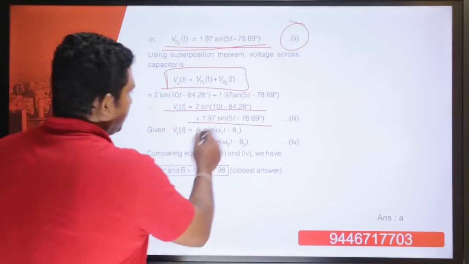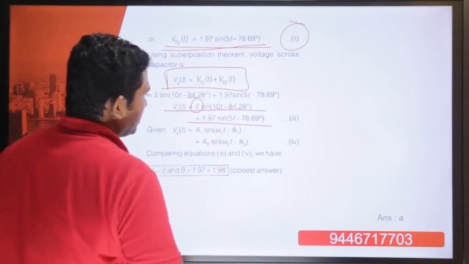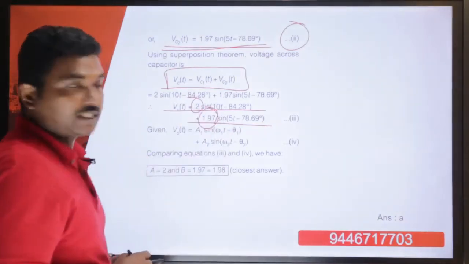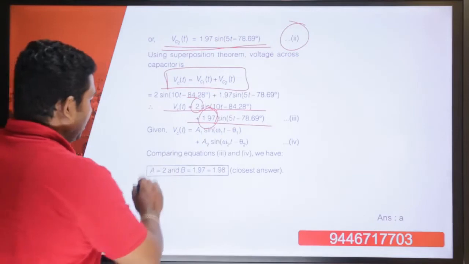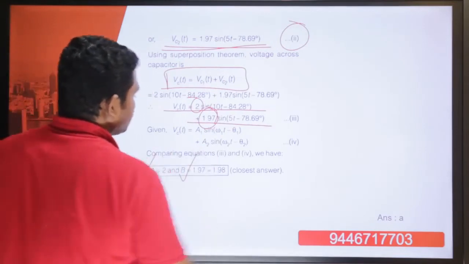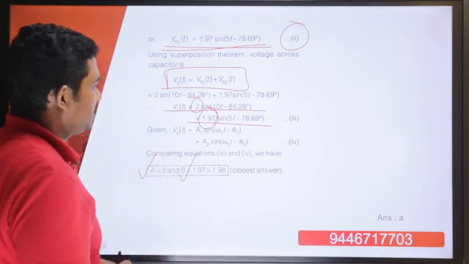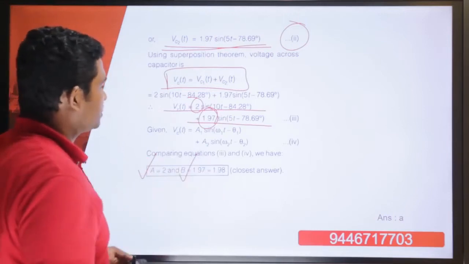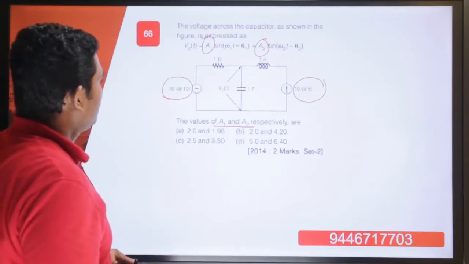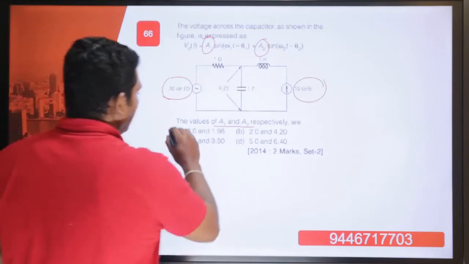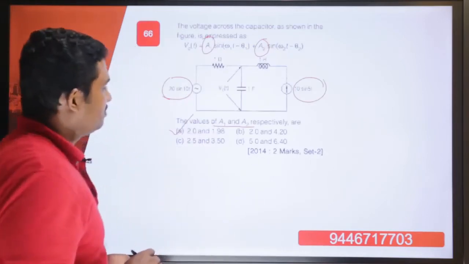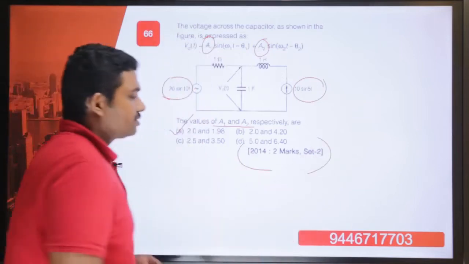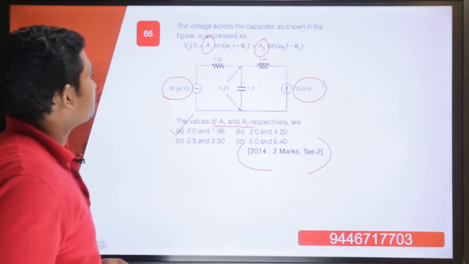So what is A1 here? A1 is 2 in the first term, and A2 is 1.97, which is the coefficient of the second term. So A becomes 2 and B becomes 1.97, approximated to be 1.98. So that is our closest answer. So what is our answer? Our answer, we will go for 2 and 1.98, which is option A. So this is a 2-mark question from the 2014 GATE examination.